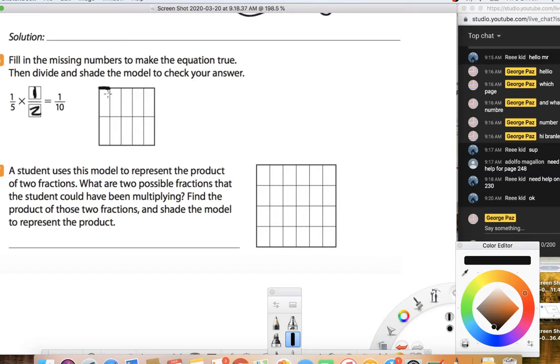When it says divide, it means separating these into parts. So 5 parts, and I'm only shading in one part of this, and then the other one is 1/2. The half, the 2, tells me there's 2 parts, but I'm only shading up to one of them. So I'm only going to shade from here to here.